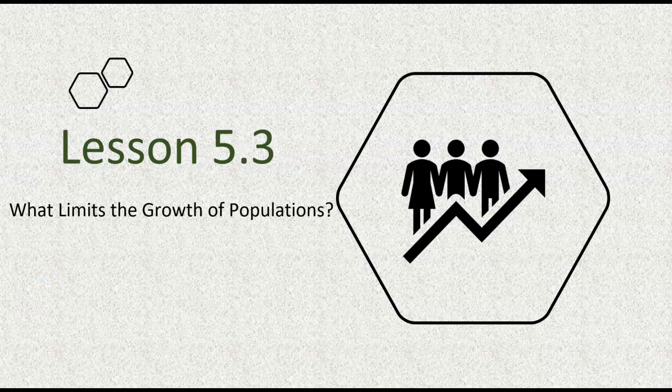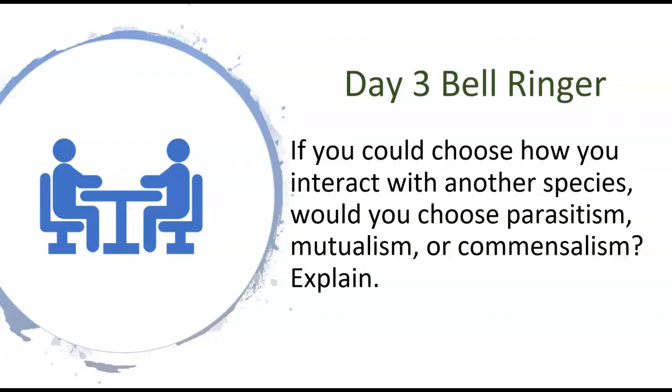The bell ringer that you're going to complete today is: if you could choose how you interact with another species, would you choose parasitism, mutualism, or commensalism? So please prepare to share your response with your teacher. They may be expecting that you complete that question and submit it.